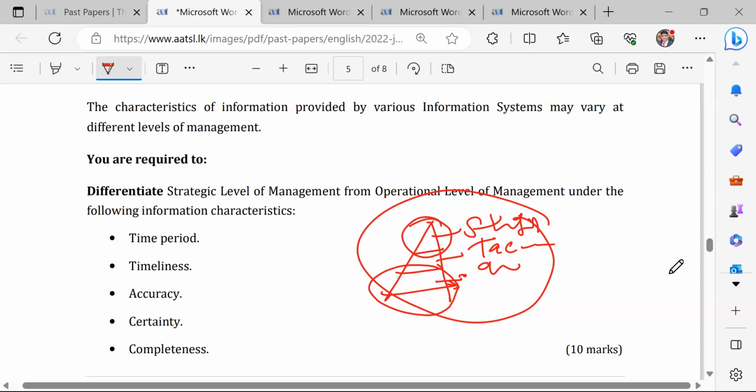Timeliness: operational level, immediately. Right? Operational level, immediately. The timeliness of information at the strategic level is not crucial, right? Accuracy: for the operational level, it has to be highly accurate, but at the strategic level there is no need for high accuracy, it does not have to be accurate completely, right?